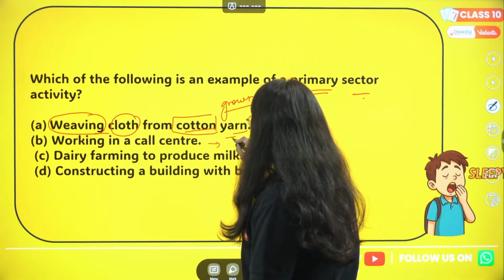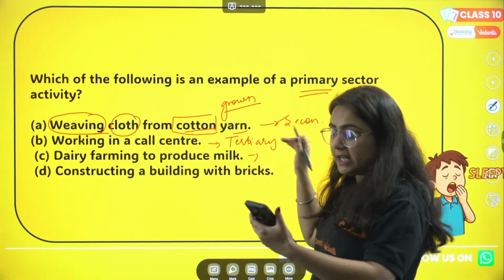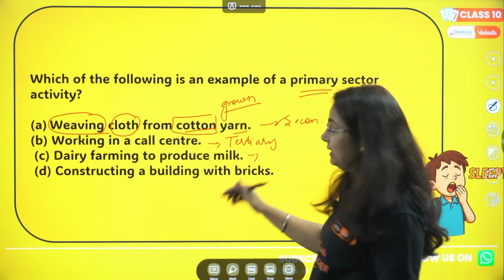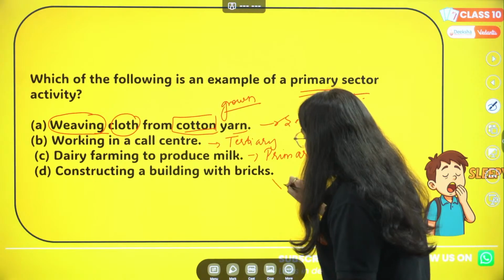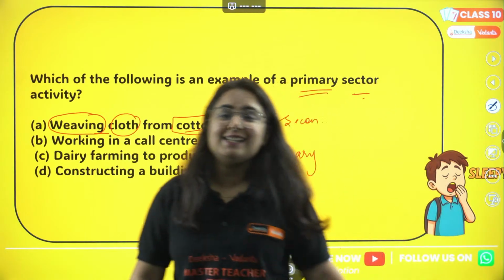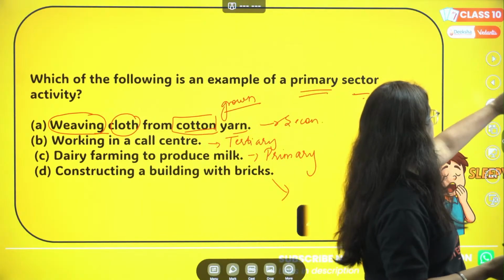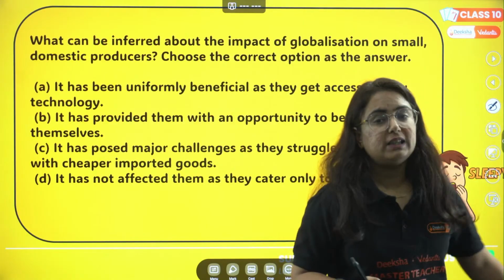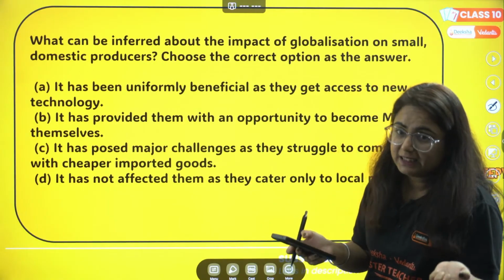Working in a call center, service, tertiary activity. Dairy farming, now directly you are involved with the natural thing, right? So this is a primary activity. Constructing a building with bricks is again a secondary activity. So yes, we are done with the easy question today. Answer is C.